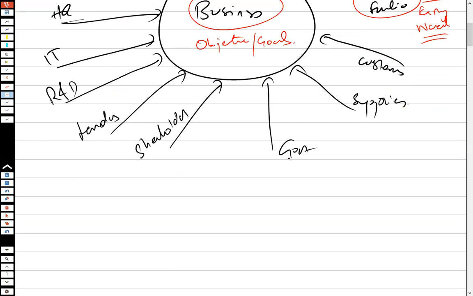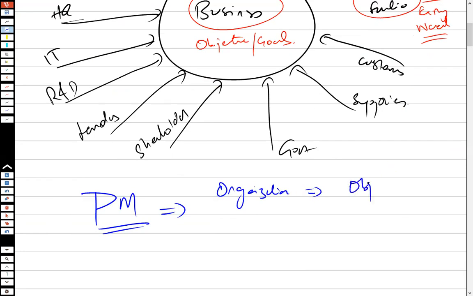So when it comes to performance management, you got to understand that it's ensuring that the organization is able to achieve its objectives and its goals. That is what performance management is all about.